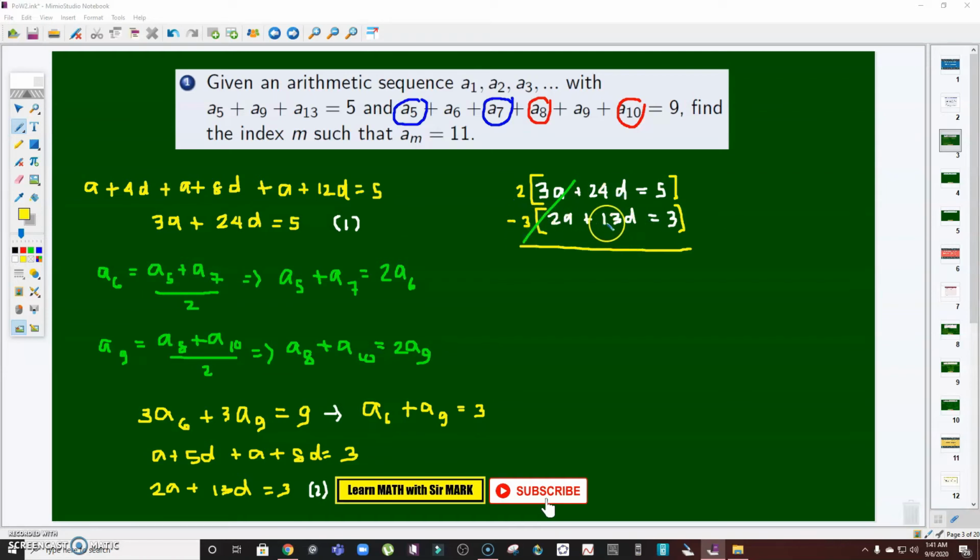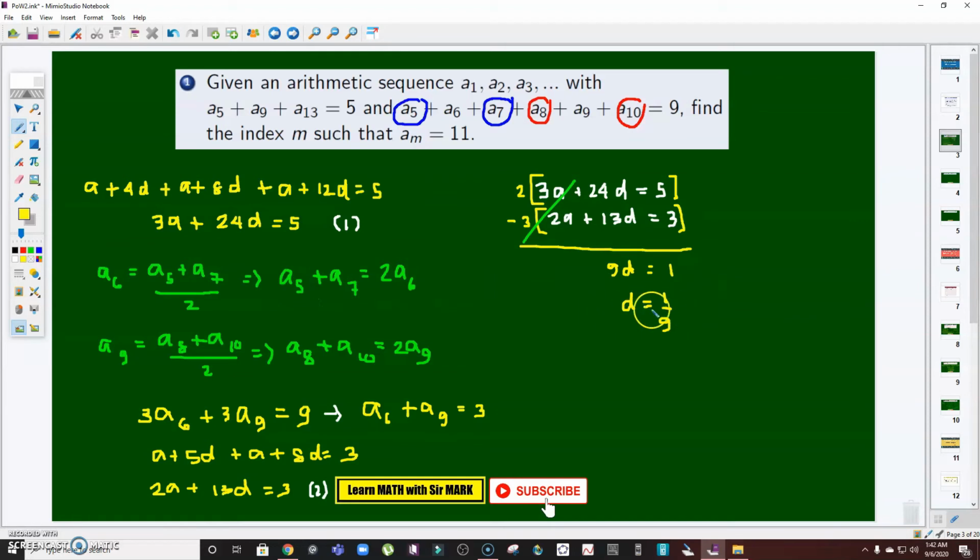This one will become negative 39. 48 minus 39, that will become 9d. See that? Then this one will become 10. This one will become negative 9. So, therefore, that is 1. So, clearly, the common difference here is 1 over 9.